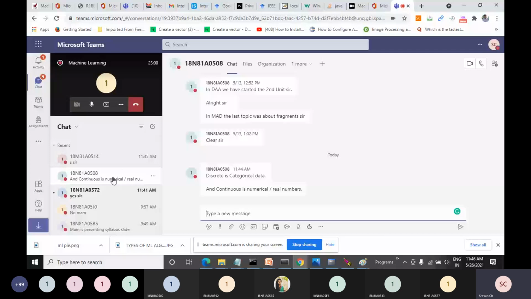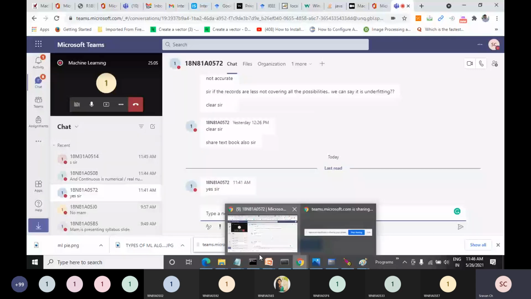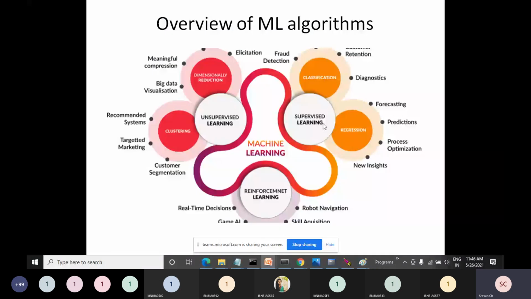Why I asked this question is, when I come back to my slide, supervised learning, as I told you, under machine learning, we have 3 categories: supervised learning, unsupervised learning, reinforcement learning. In supervised learning, there are 2 categories again: classification problems, regression problems. So friends, what is the difference between classification and regression? In classification problems, we are going to predict the values which are discrete.